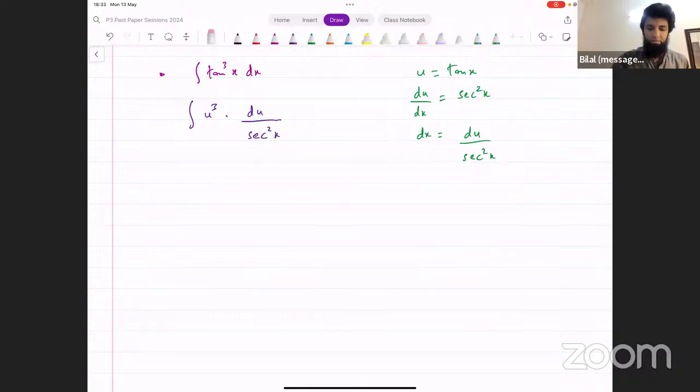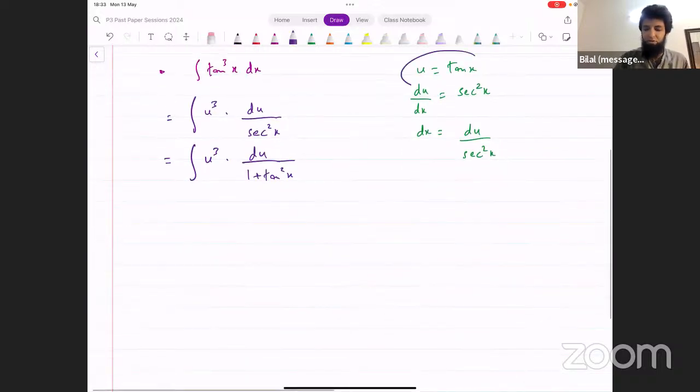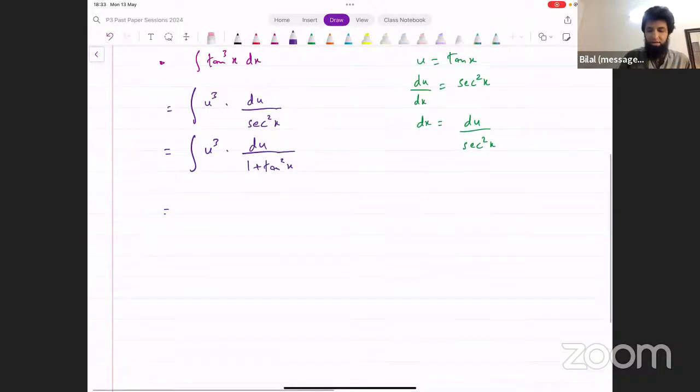Now the problem is we need to get rid of this secant square somehow as well. How do you do that? Secant square is the same thing as 1 plus tan square. So this becomes du over 1 plus tan square x. And now we can do that substitution again, u equals tan x, right? And that will convert everything to something in terms of u. You have u cube over 1 plus u squared du, and now we can do this integration.